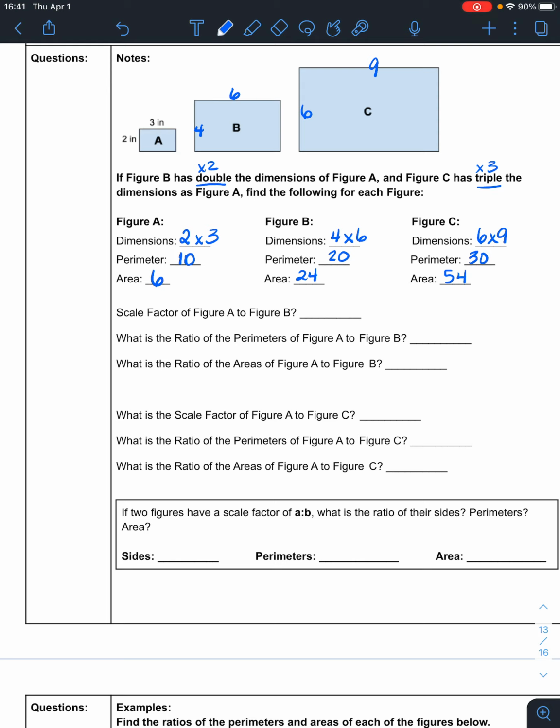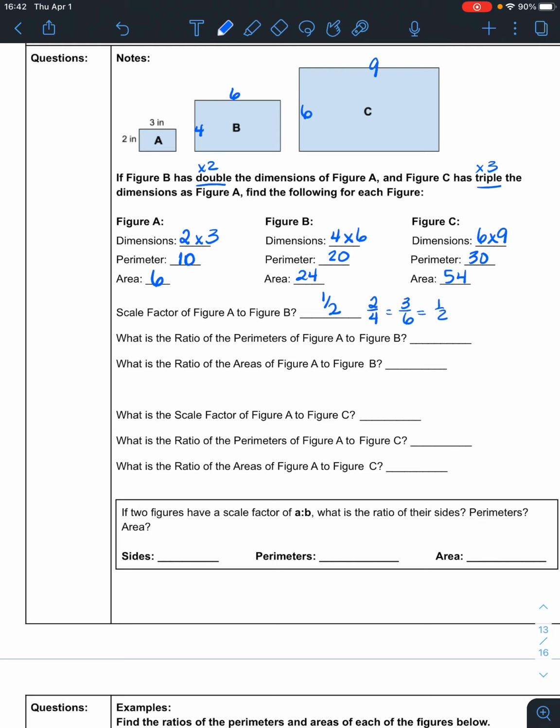So let's look at our scale factor of figure A to figure B. So from figure A to figure B, it would be 2 over 4. Or you could also use 3 over 6, but here's what you find is that those both reduce to 1/2. So figure A is half as big as figure B.